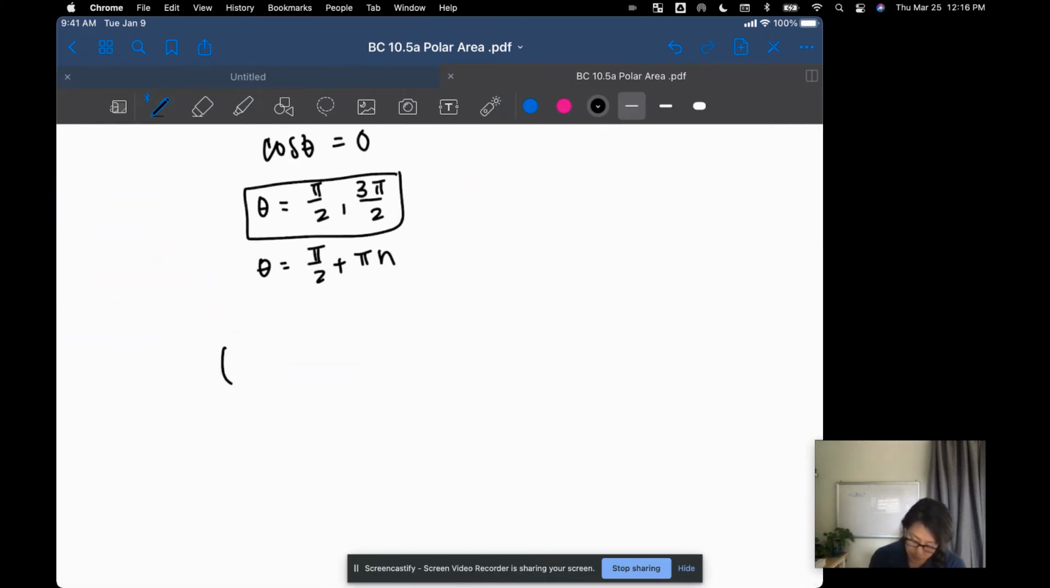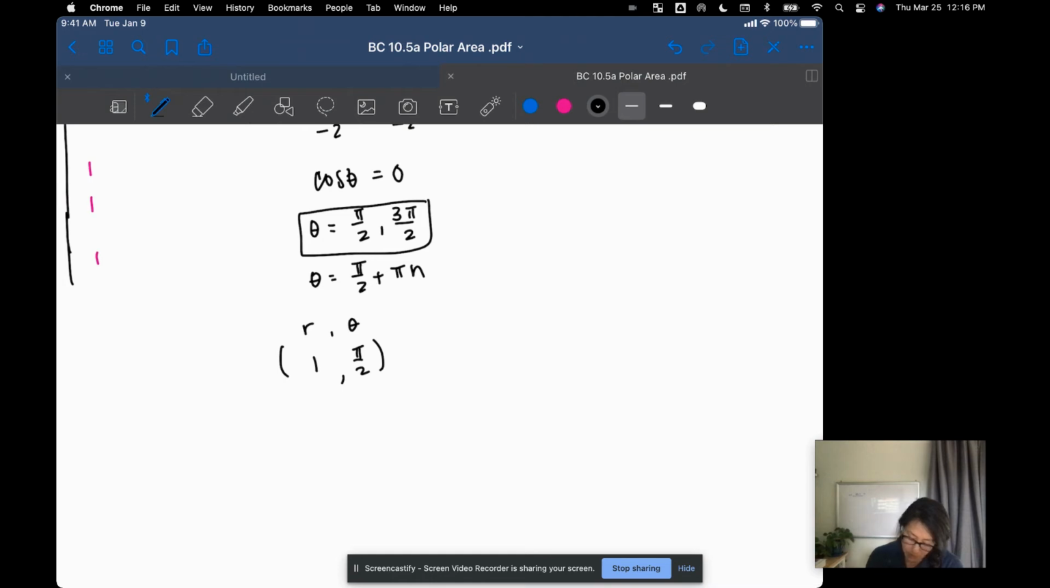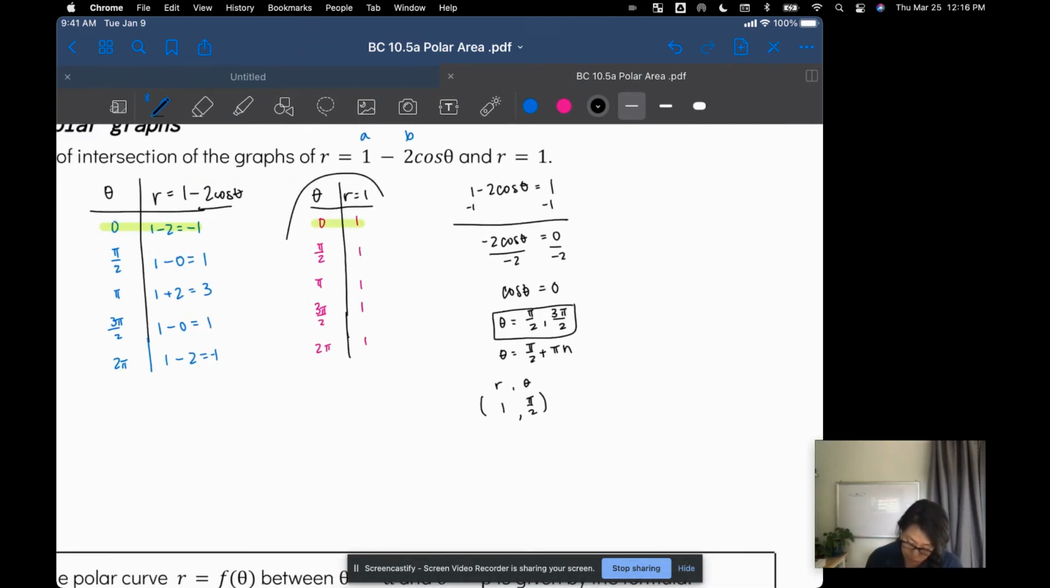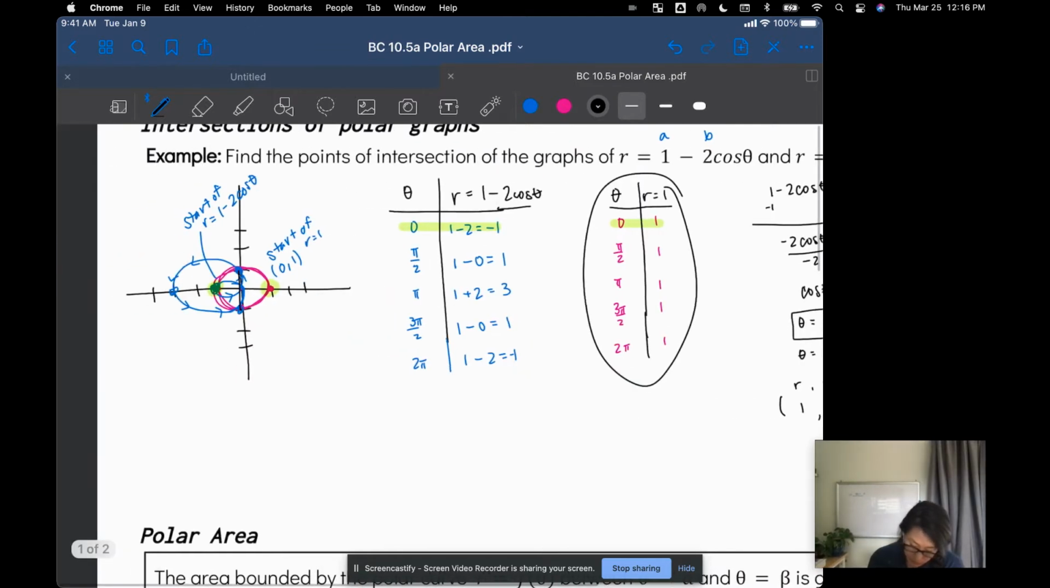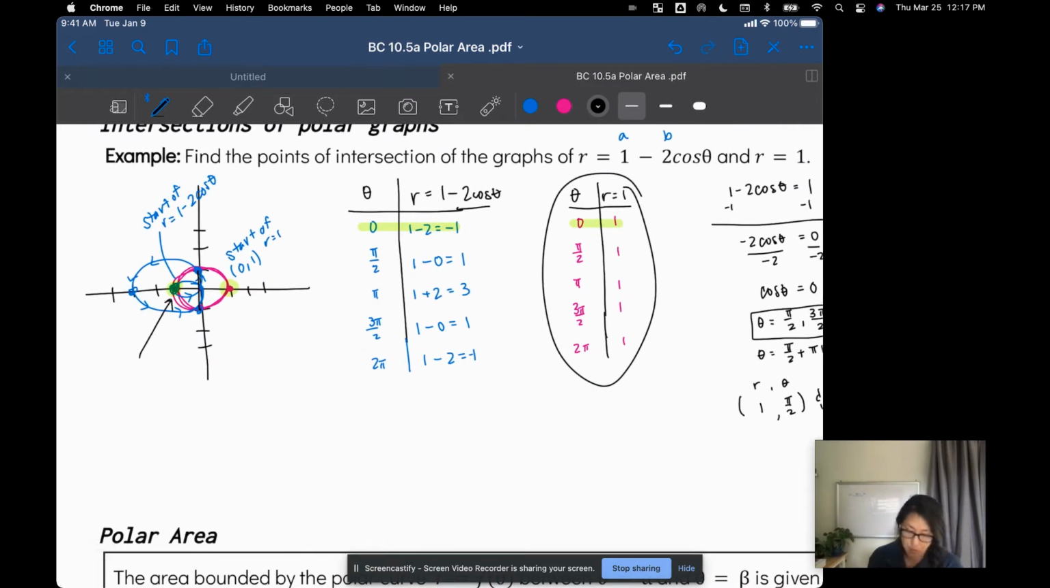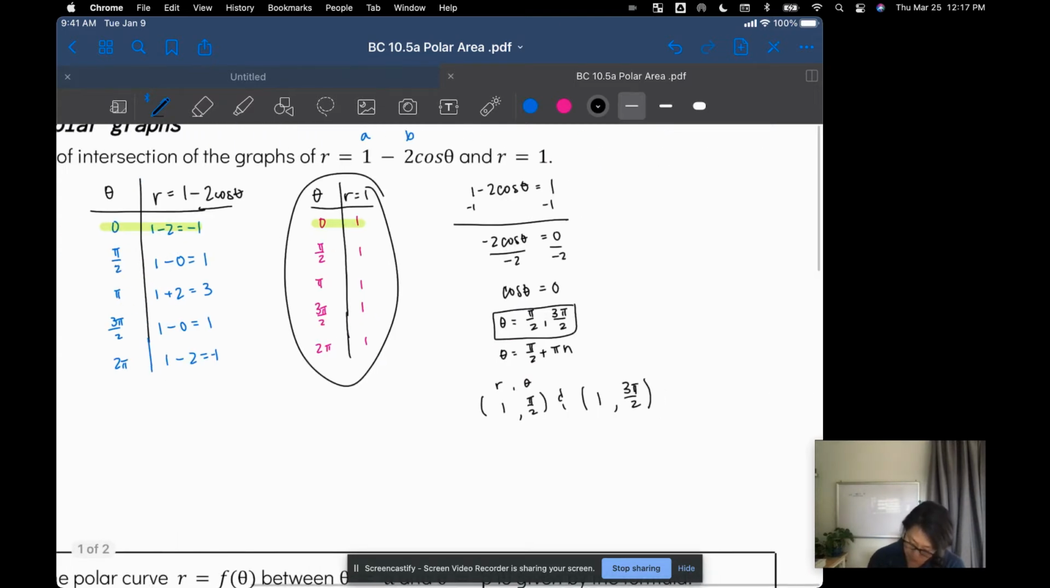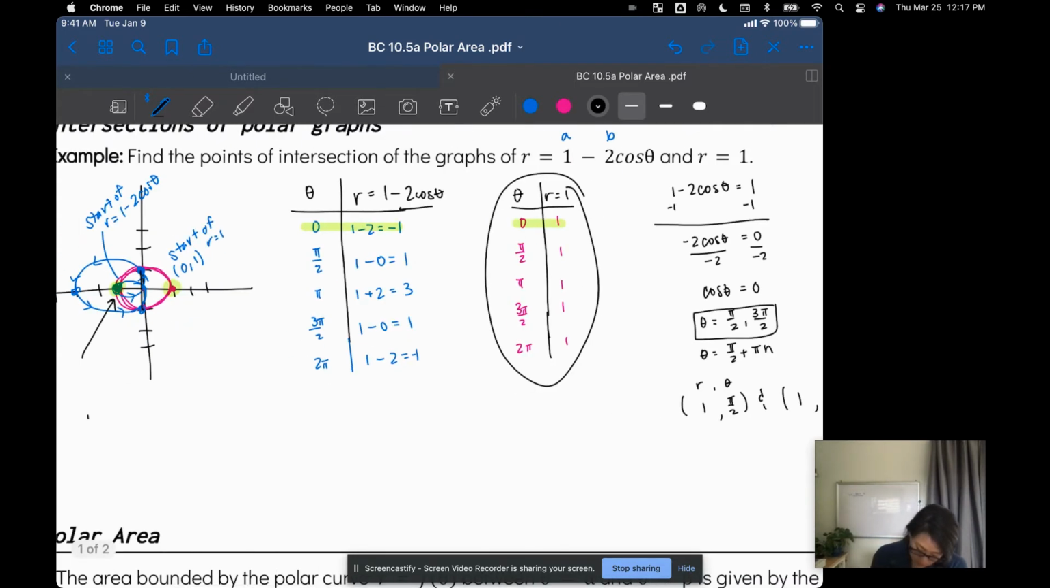So I have the 2 points of r comma theta. At pi over 2, the radius is 1. I'm going to use the circle equation because that seems a lot easier to me. And I'm going to get 3 pi over 2 comma 1 as the radius. Okay, but wait a second. That's only 2 points of intersection. I know there's a third point of intersection from my graph. What about this guy right here?